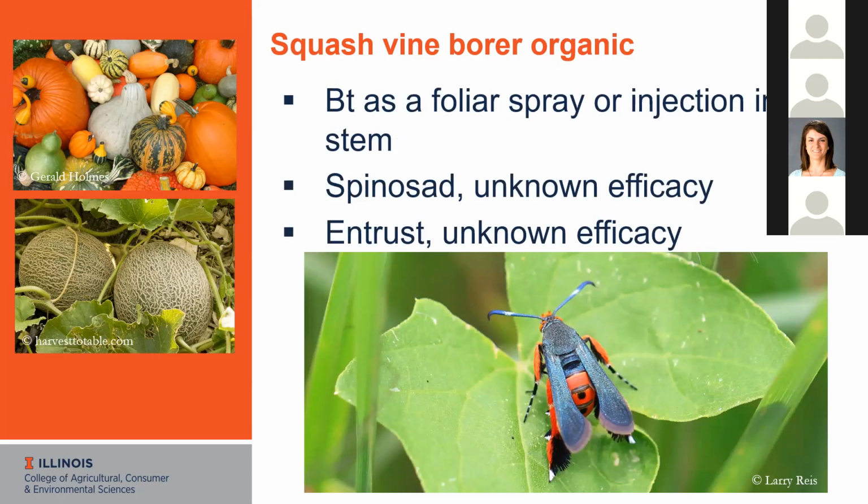As far as organic control goes, there isn't a lot of efficacy data out there, but BT as a foliar sprayer and injection into the stem has been found to be pretty effective. And there really isn't a lot of efficacy data on either spinosad or Entrust, but they're still kind of recommended for control of squash vine borer. One of the issues with spinosad is that the concentration you can put it on at to be organic isn't quite as effective as the concentration that you can spray it if you are using it for conventional control.